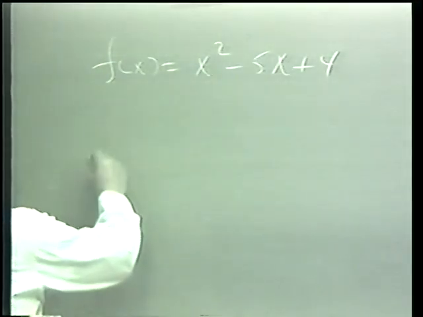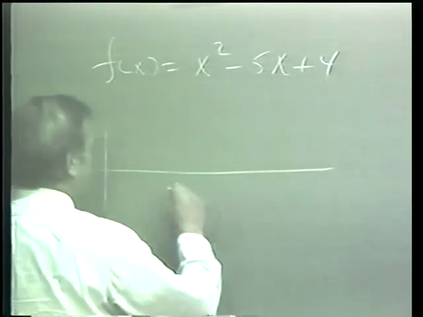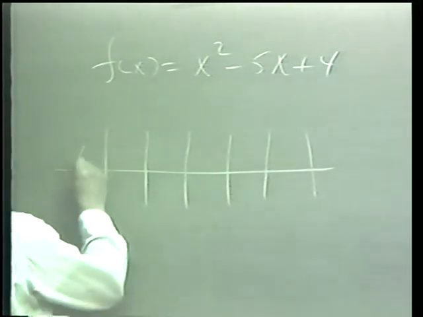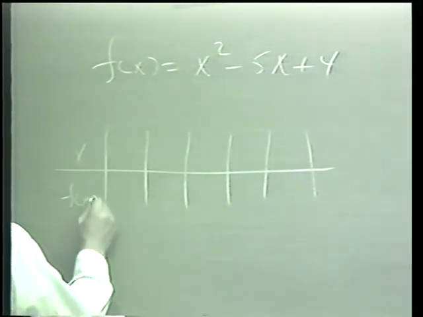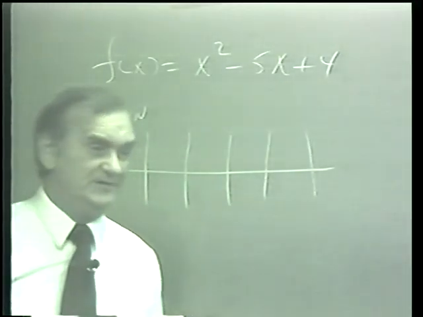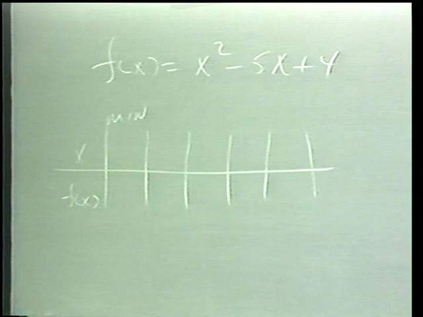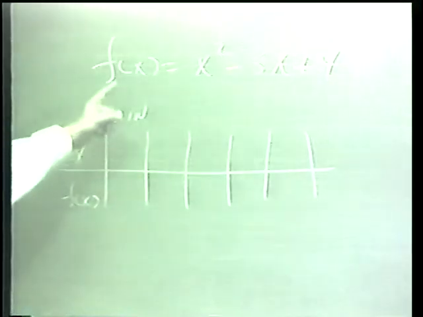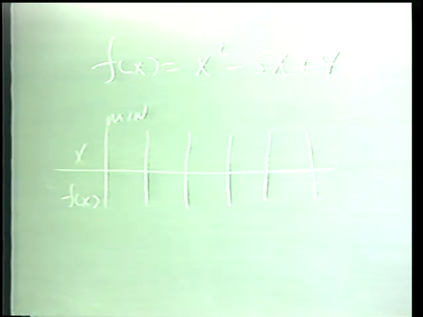Now, we know we're going to have a parabola. We know this parabola is going to have a minimum. The way we know that is by the coefficient of x squared. Remember yesterday we said that if the coefficient of x squared is positive, it has a minimum. If it's negative, it has a maximum. Well, the coefficient of x squared is positive 1.